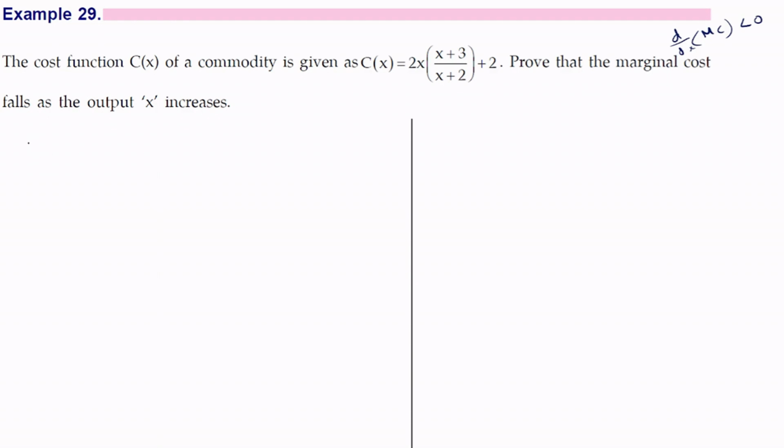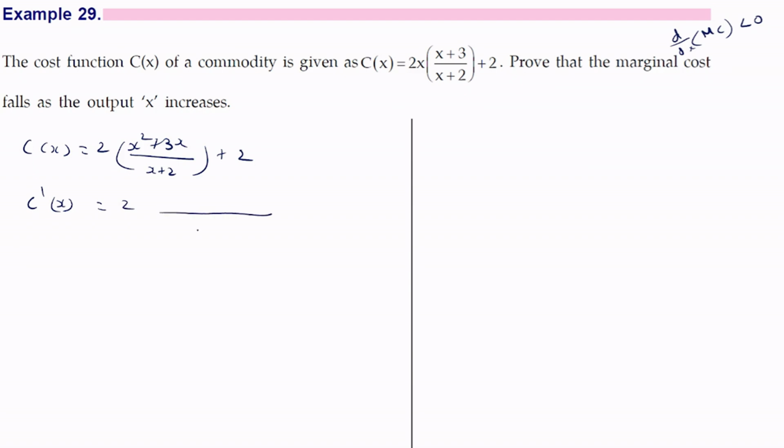So here the cost function is given. It is 2x into (x + 3) upon (x + 2). Let us write it as 2 into (x² + 3x) upon (x + 2), plus 2. Now let us find c dash of x.